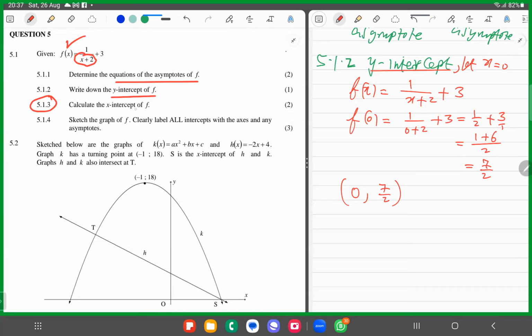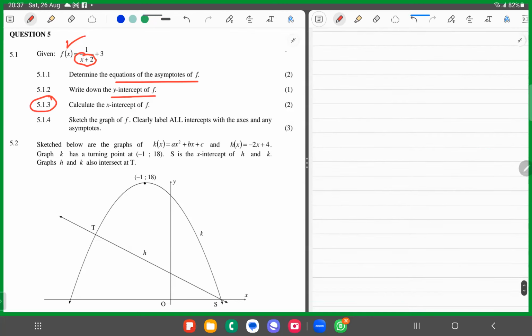Calculate the x-intercept of f. How do you find the x-intercept? Right, so in 5.1.3, we're going to proceed like this. For the x-intercept, y equals 0. Well done. You let y be 0, isn't it? Okay. Thank you so much for realizing that.